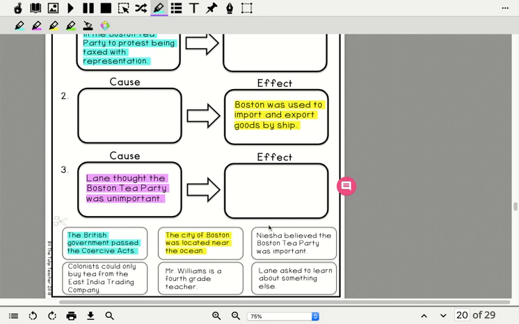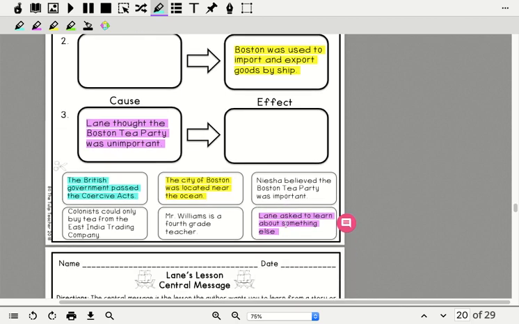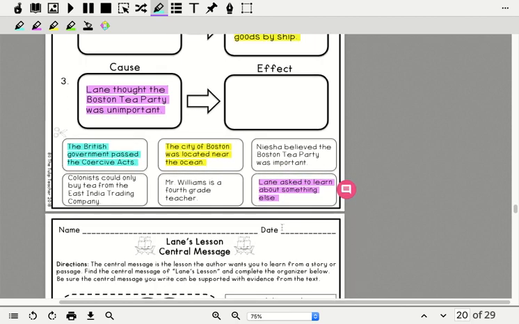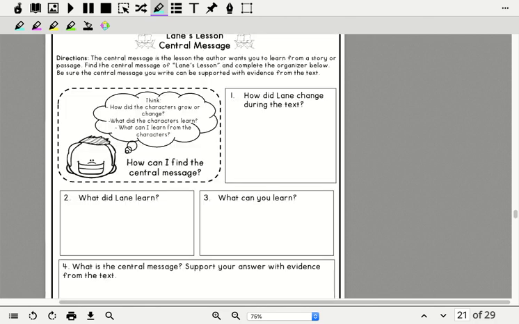Now, because he thought something was unimportant, does that have any effect on Mr. Williams being a fourth grade teacher? Not really. Does that give us the effect that Nisha believes the Boston Tea Party was important? Also, Lane's thoughts aren't really going to make that effect happen. But because he thought it was unimportant, he asked to learn about something else. So this one makes the most sense to put right there.